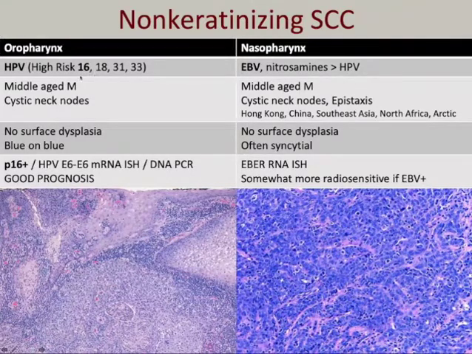Oropharynx, we have HPV-related cancers, nasopharynx, EBV-related. In the oropharynx, remember, these are generally high-risk HPV type 16, but also 18, 31, 33, 45, 52, 54, et cetera, the high-risk types. They both tend to present in middle-aged men. They both often present with cystic lymph node metastases rather than primary tumors, although certainly a primary tumor can also present. They often do not have surface dysplasia because these are tumors that arise more from the deep tonsillar and adenoid crypts. And we certainly would want to evaluate for P16 and/or EBV in either one.